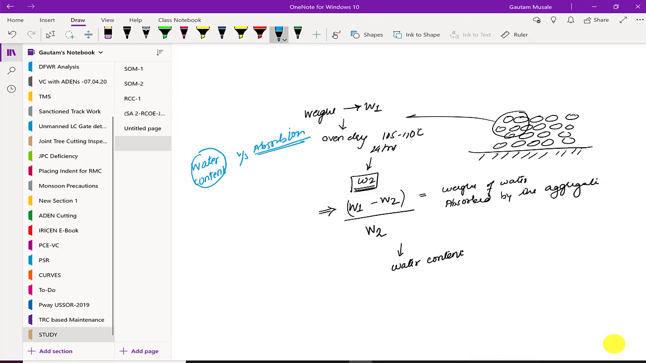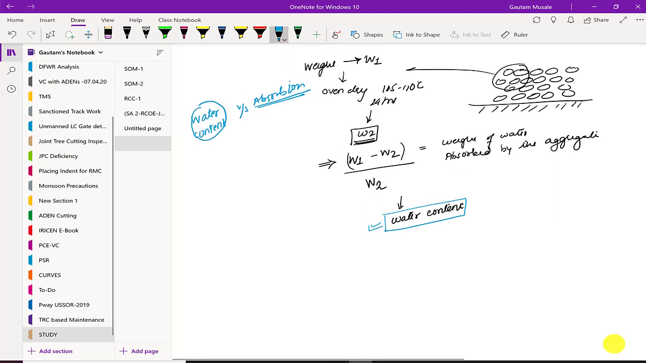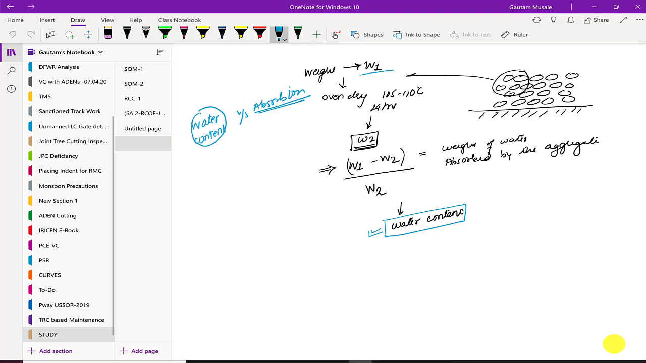So coming back, you have observed that by this you have calculated the water content. It can easily be calculated on the field. You take a sample of the aggregates, you weigh them, let us say W1, you oven dry it at a temperature of 105 to 110 for 24 hours. You weigh them, W2. (W1 minus W2) by W2 into 100 obviously will be my water content in percentage.